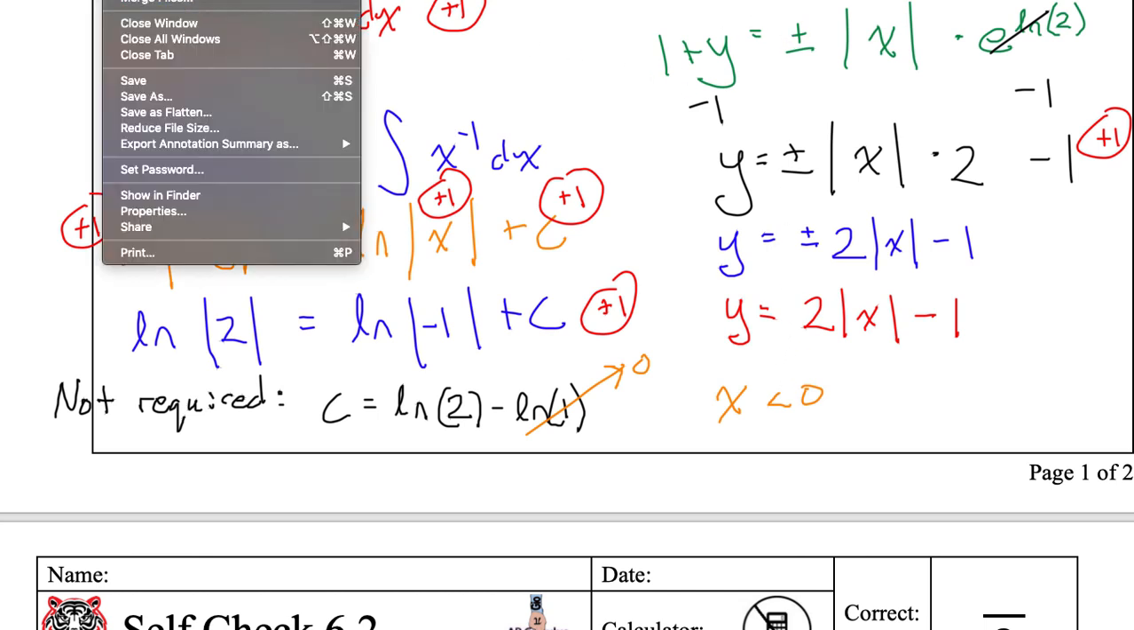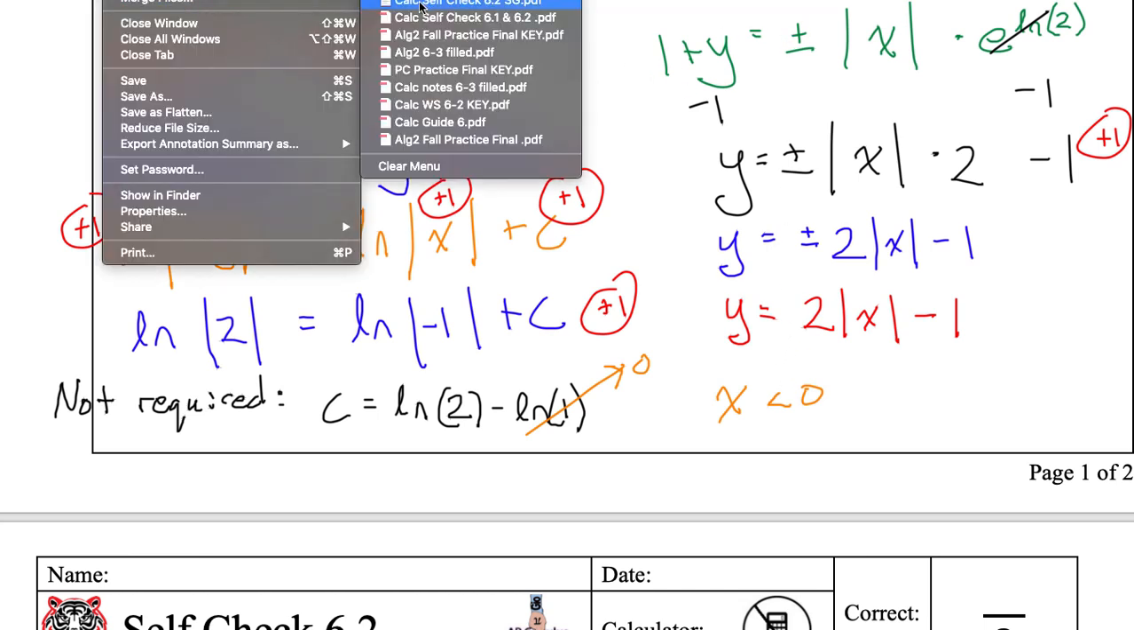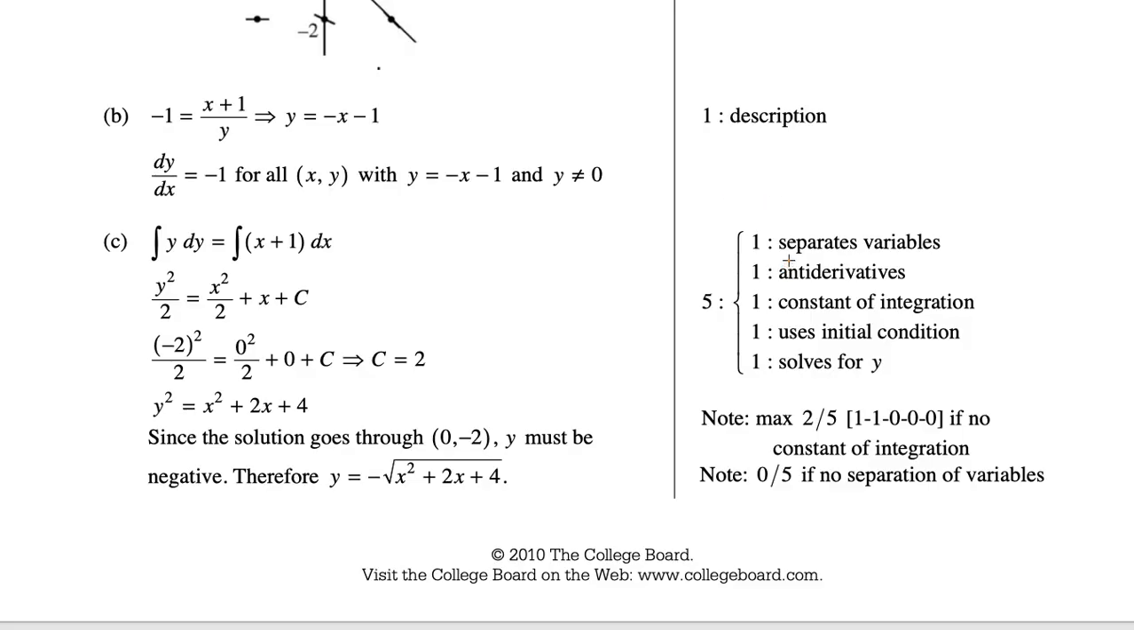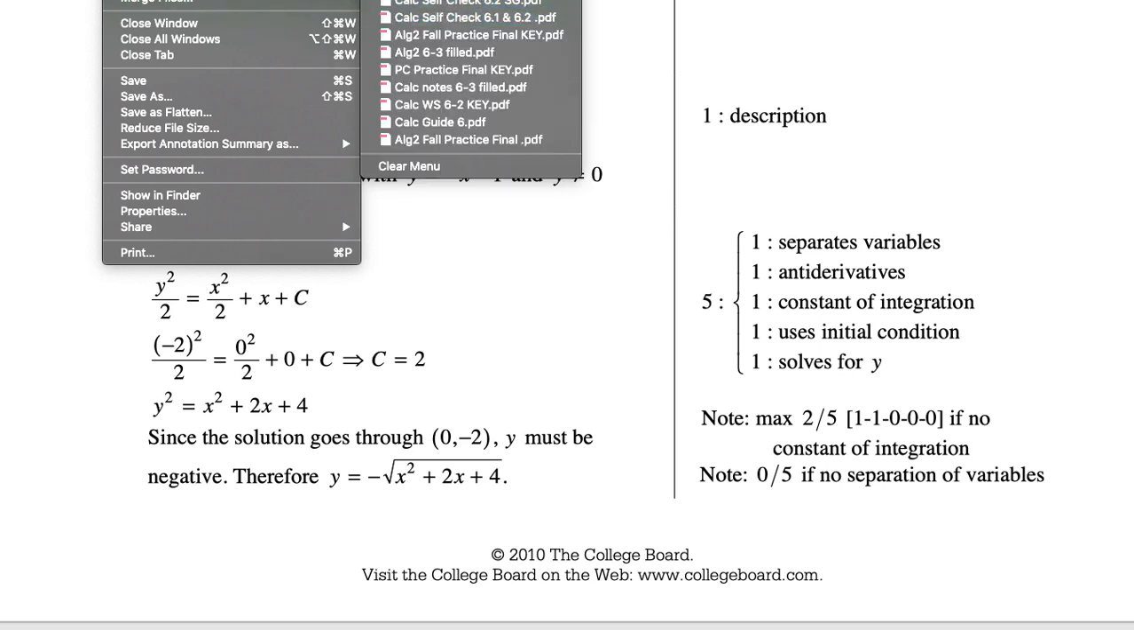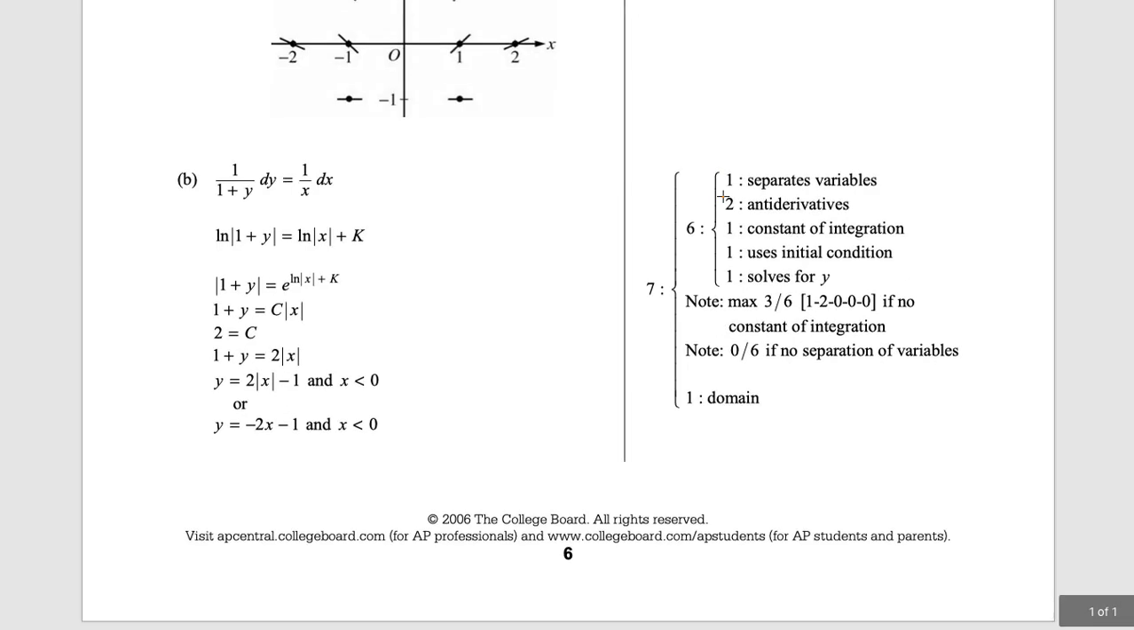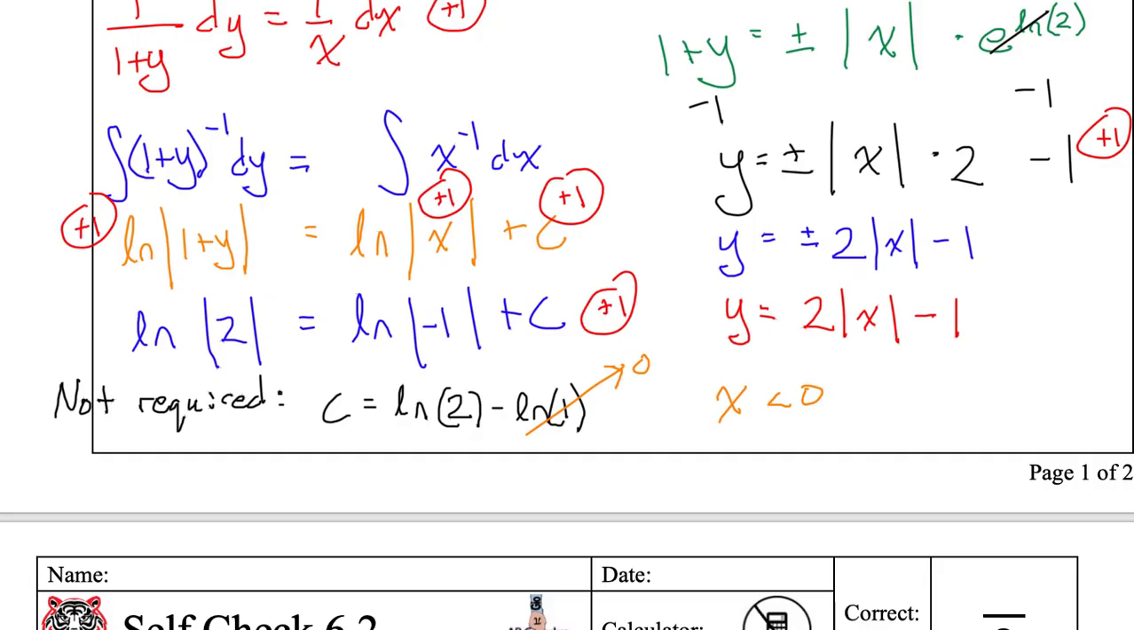If I file open recent 6.2 solution guide, what does it say? That's the wrong one. The solution guide 6.1. There we go. If I come down here, it says, oh yeah, and x is less than 0. So that is the domain that you're supposed to be searching for. You just get 1 point if you had the domain correct. So come over here and you can give yourself an additional +1. Cool, that concludes self-check 6.1 and 6.2.